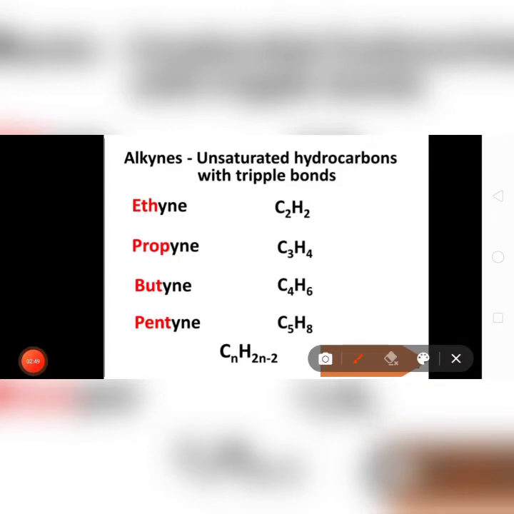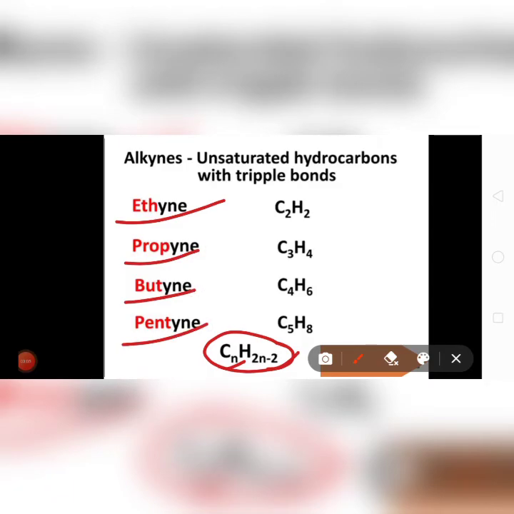Okay, and they have the general formula CnH2n minus 2, meaning if you have n number of carbon atoms, your hydrogen will be how much? 2n minus 2. And there are a few examples of these alkynes. We have ethyne, propyne, butyne, pentyne and so on.